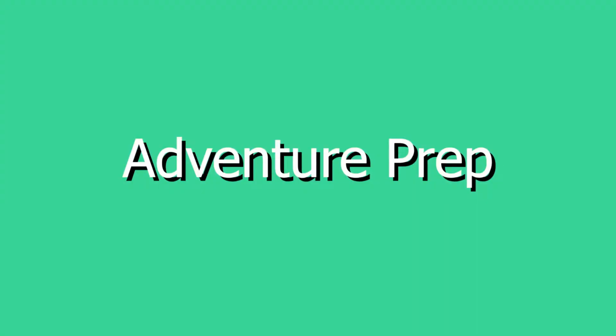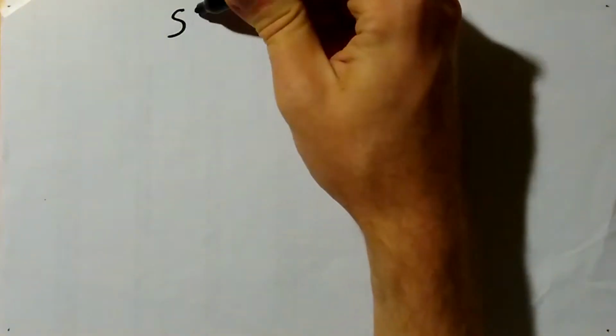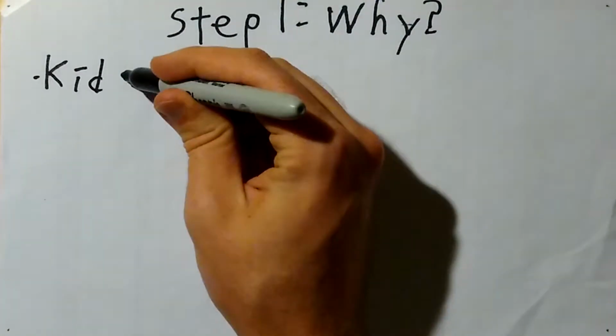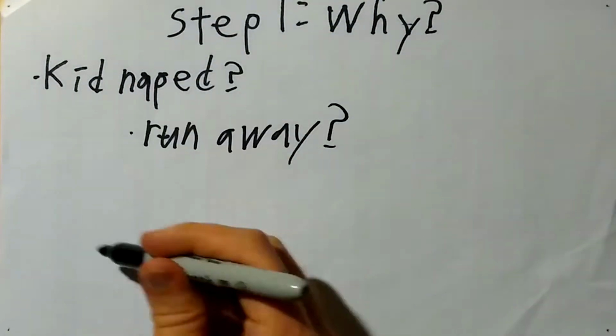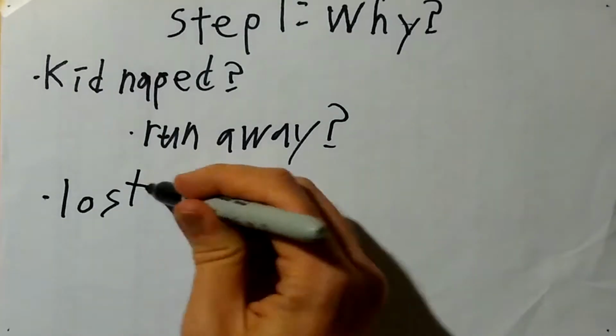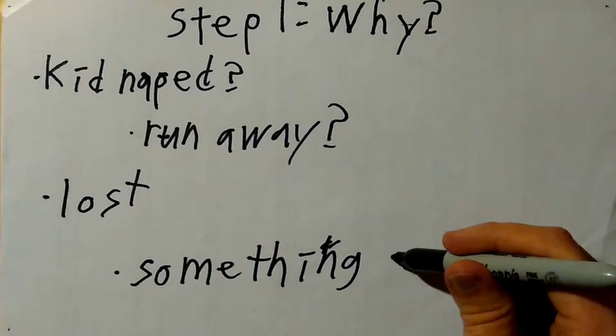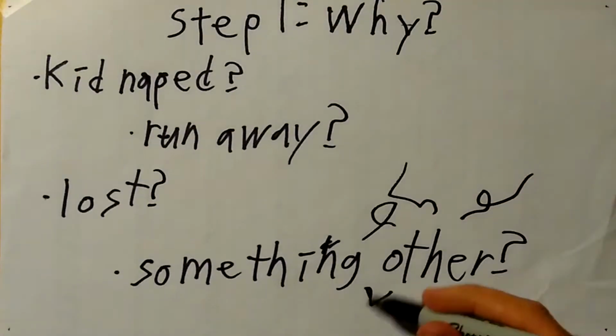When creating a manhunt adventure, you first need to figure out why the missing person vanished. Were they kidnapped? Did they run away? Maybe they just got lost. Or was some weird supernatural event responsible for their disappearance?